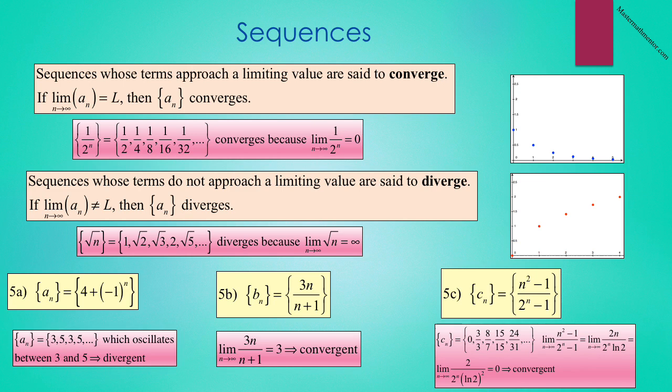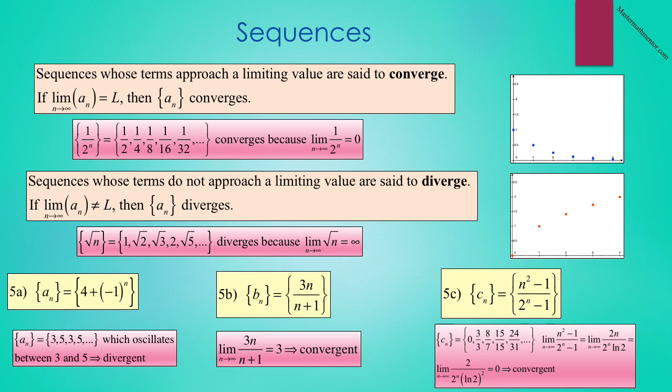5c reads, the sequence c sub n equals n squared minus 1 over 2 to the n minus 1. We write out the terms and we get 0, 3 over 3, 8 over 7, 15 over 15, 24 over 31, etc. It is not clear whether a limit is being reached here, so we will do this by L'Hopital's rule.